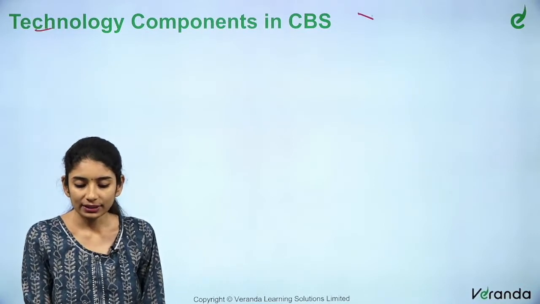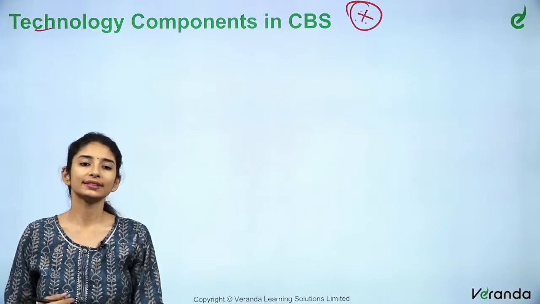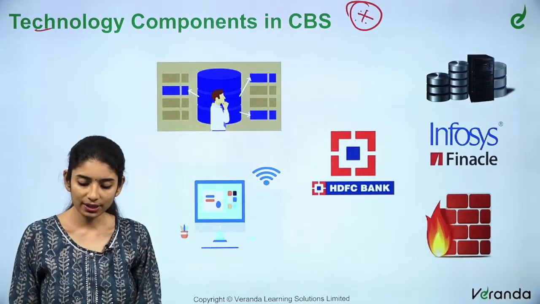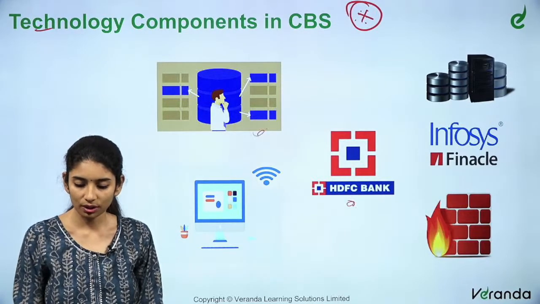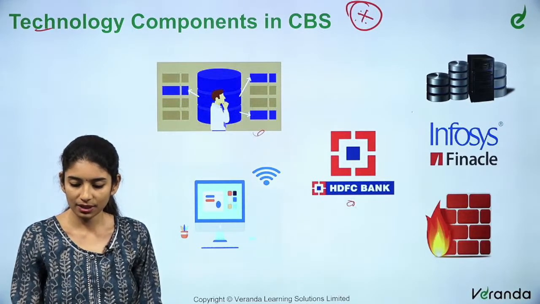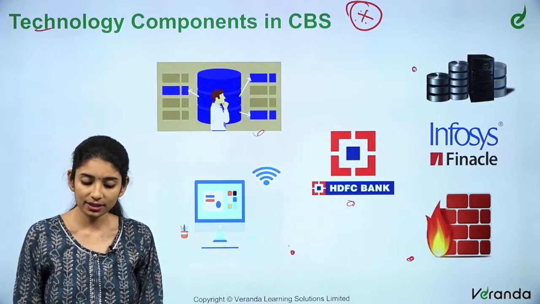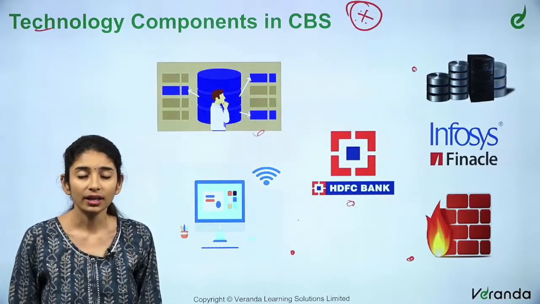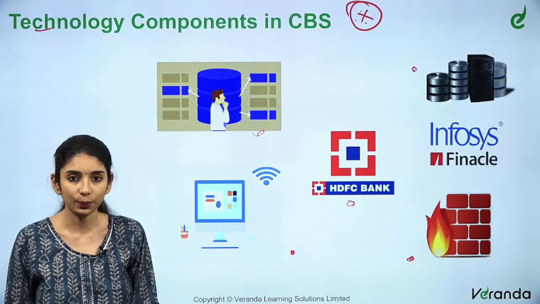One important question here is technology components in CBS. Technology components in my core banking solution. If you can see, there is the bank app. There is the user. He has access to the CBS, and then there is a firewall, and then there is the internet connection. So, how I have to link all of this together in order to provide services in a very effective way to the customer.